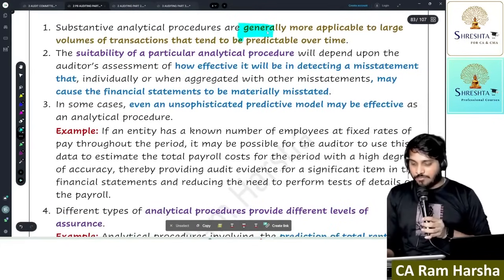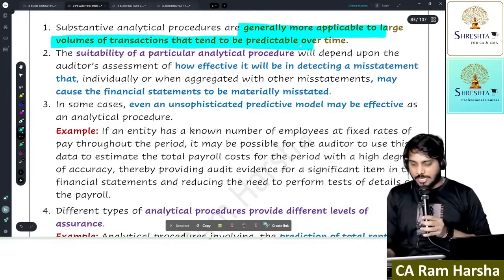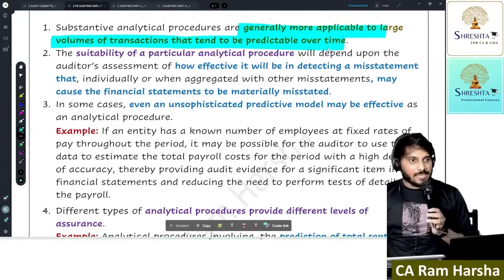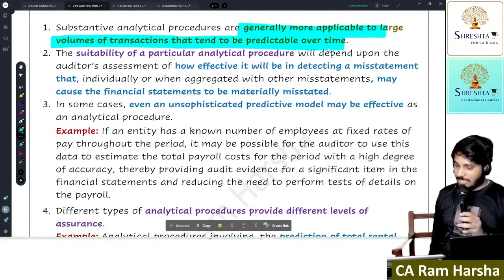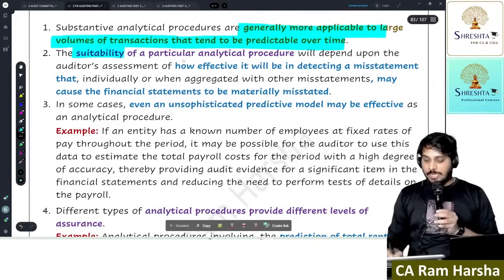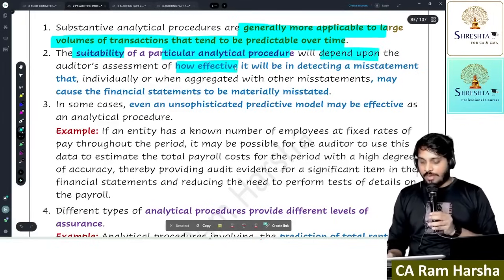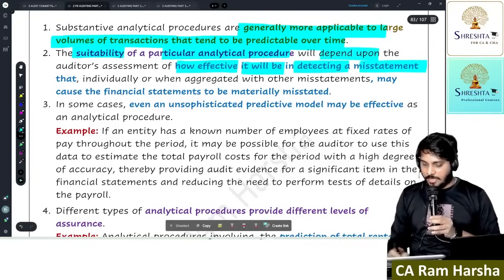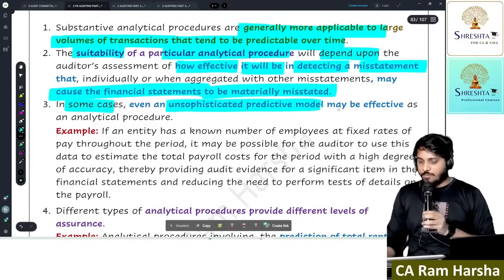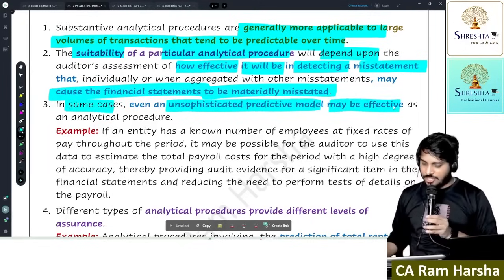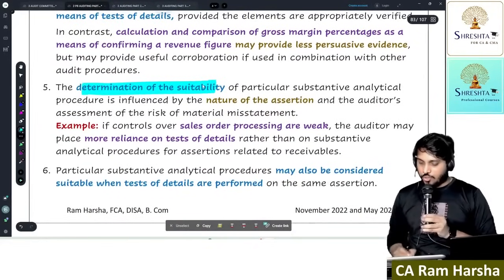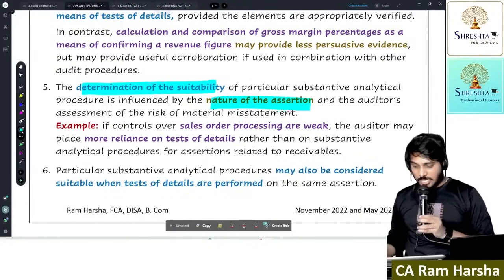Substantive analytical procedures are generally more applicable to large volumes of transactions that tend to be predictable over time. They may ask you this as a comment question, a 4 marks question. You need to write this answer: analytical procedures are generally more applicable to large volumes of transactions that tend to be predictable over time. The suitability of a particular procedure will depend upon how effective it will be in identifying a misstatement that causes financial statements to be materially misstated. Sometimes even an unsophisticated model may be effective in discovering a material misstatement. Different types of analytical procedure provide different levels of assurance. Which method is suitable for the given assertion is a matter of professional judgment.